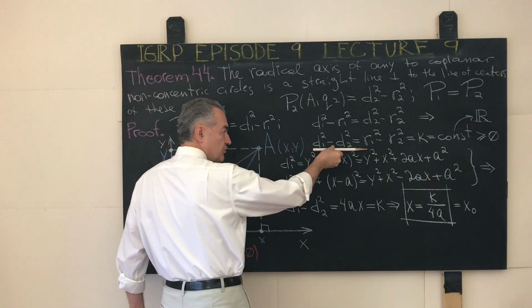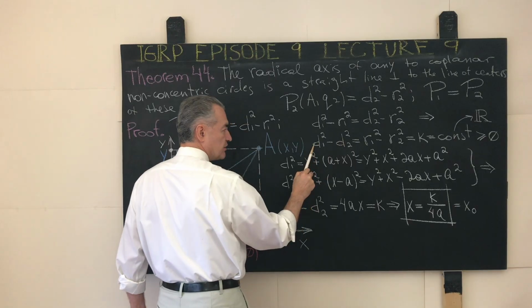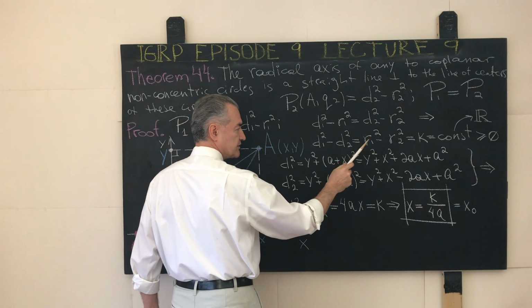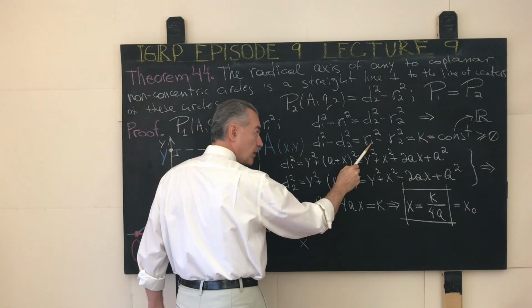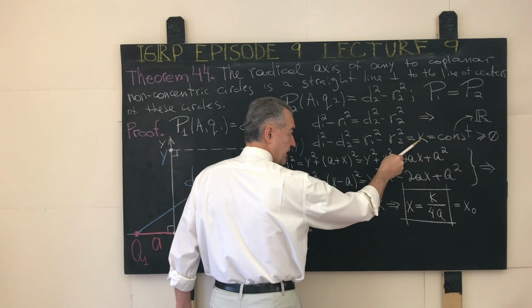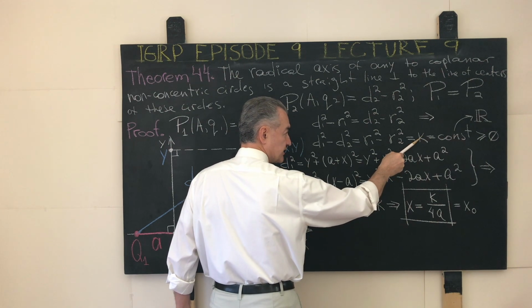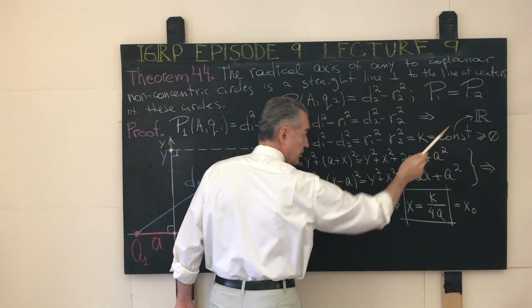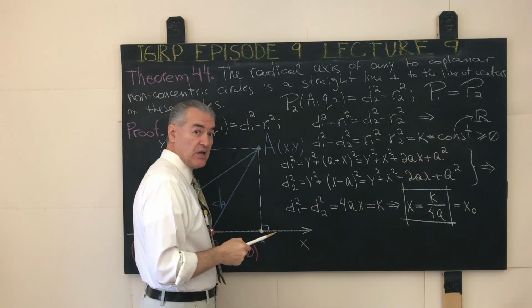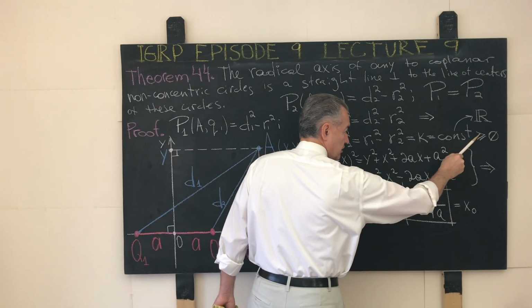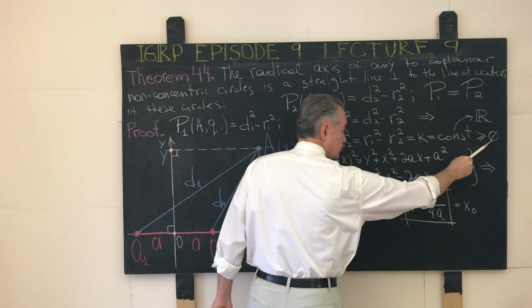So this difference of squares shown over here, d1 squared minus d2 squared, is the same as the difference of these squares, r1 squared minus r2 squared. As a syntactic sugar, we name this difference k, which is a constant real number, which, without loss of generality, can be taken to be what? Larger than or equal to 0.